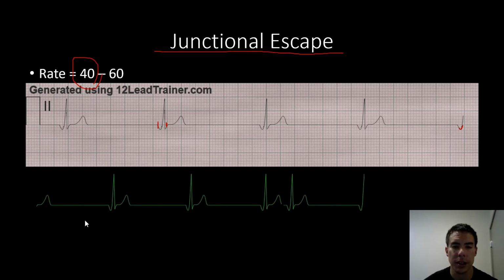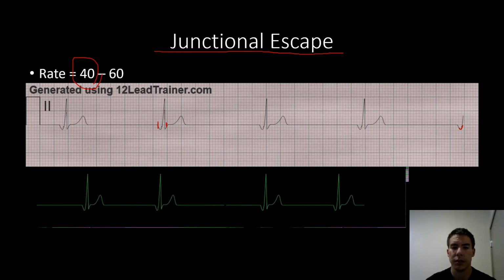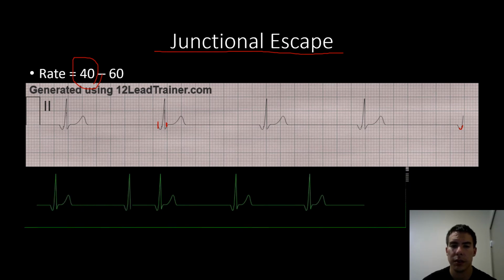And here's the dynamic cardiology for that. So nothing too crazy there.